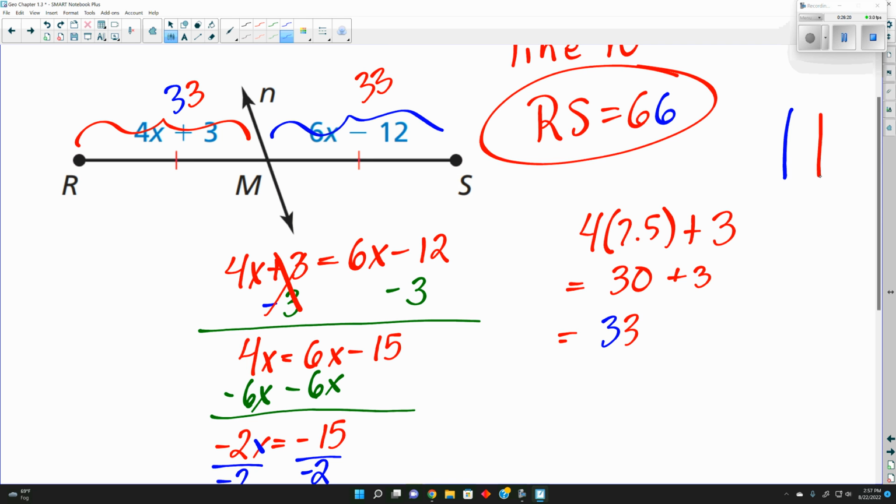Now this is something to pay attention to on this assignment and this test, when we start talking about these here, what is it asking for? Is it asking for half the segment or the whole segment? Here it's asking for the whole, so if you gave me 33, that's technically not right because that's not what it's asking for.